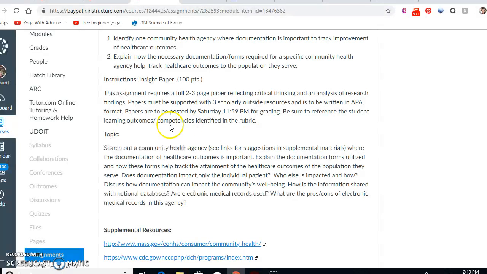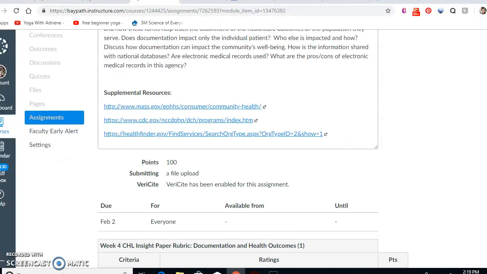And again, just pretty much for every week, the body of the paper should be 2 to 3 pages. So in addition to that, a 1-page cover page in APA format, a reference page in APA format, and 3 outside resources that you bring in to support your paper. And this week that should be really easy to find outside resources because there is a ton of information on this topic. So that is it for this week.